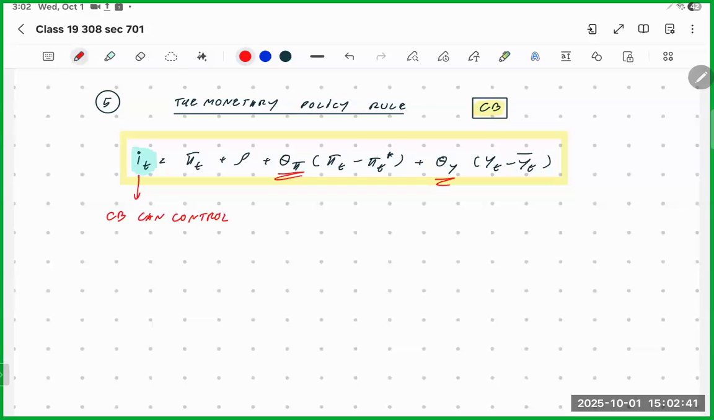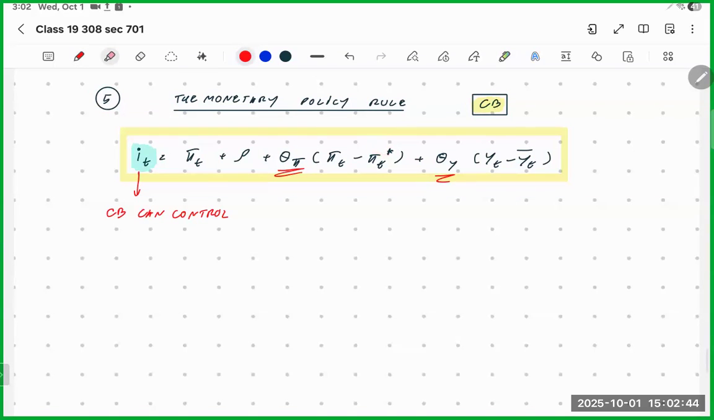Okay. The new variable here is pi t star. Pi t star is going to be the inflation target. We have pi t star just for comparison. Again, just like we have YT and YT bar. How are we going to know that GDP is too high or too low? We compare it with YT bar. How are we going to know that inflation is too high or too low? We compare it with the inflation target, pi t star. So we have pi t star just for comparison.